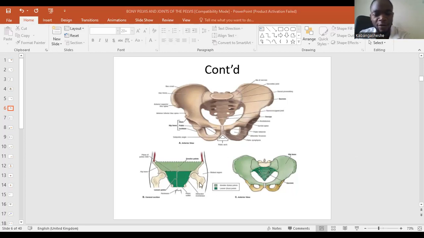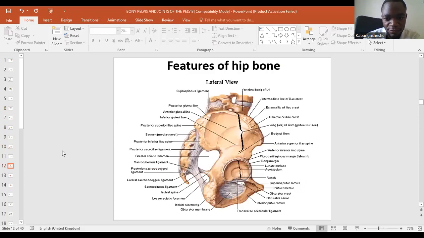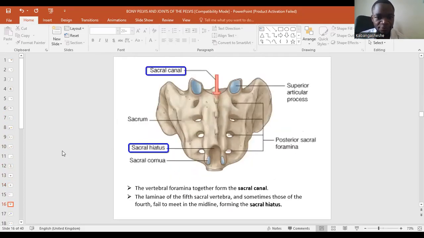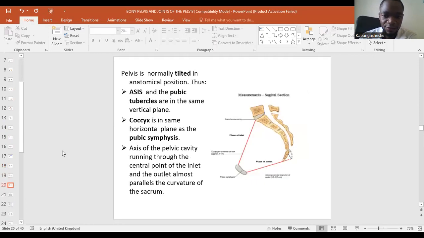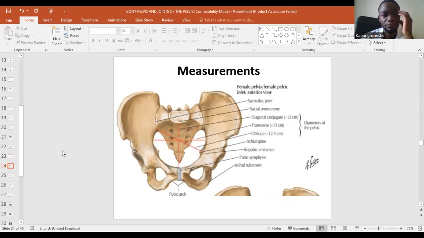Right, so I was saying for the baby to be born, they have to pass through the true pelvis. Now, let's look at some of the few measurements that are very important when it comes to obstetrics and gynecology. We have the anterior posterior diameter, of which there's a diagonal conjugate or the true conjugate.